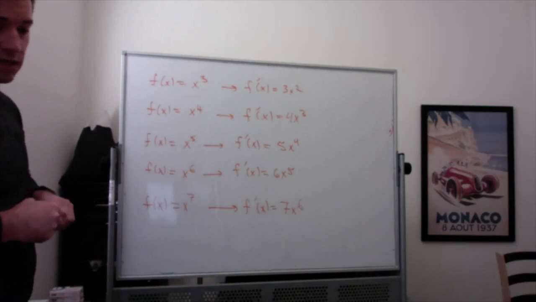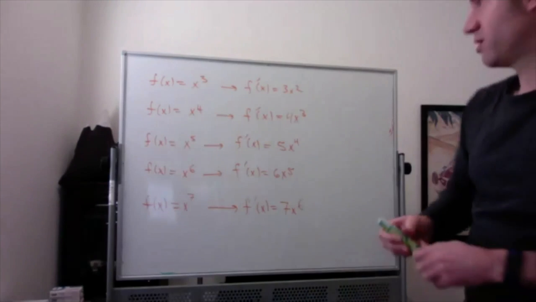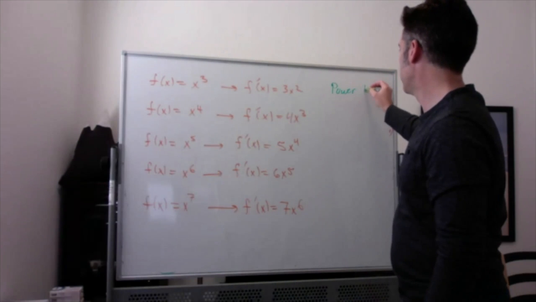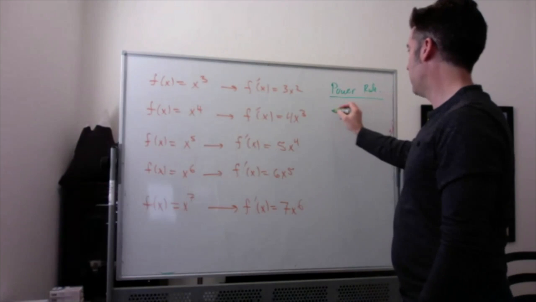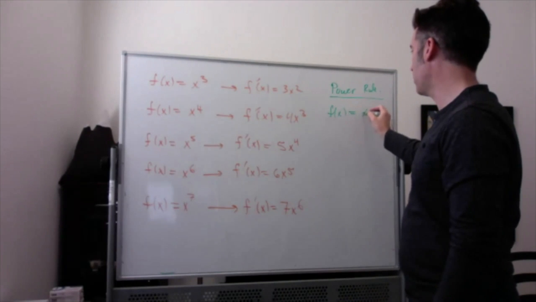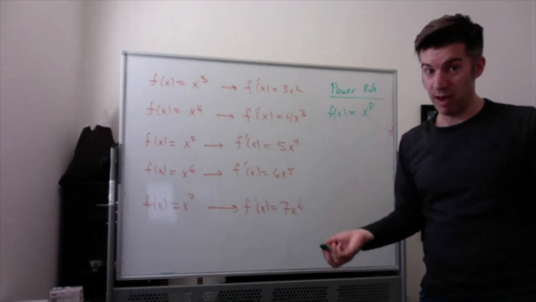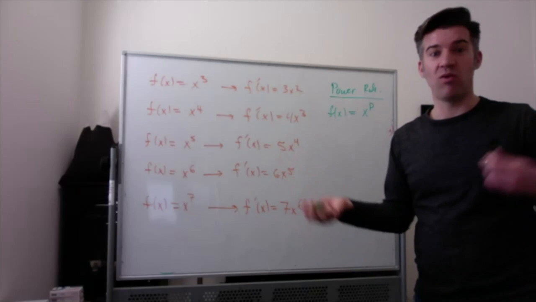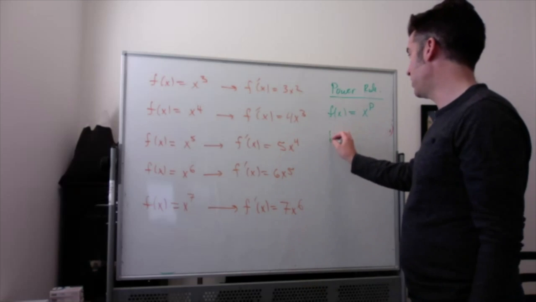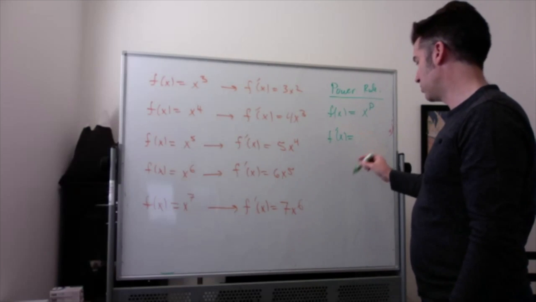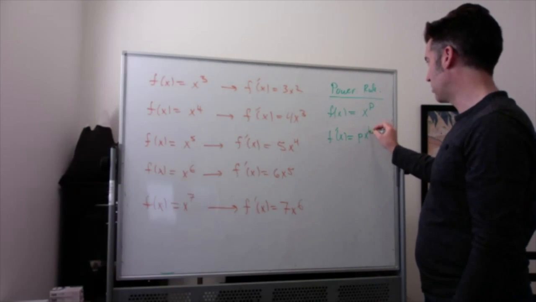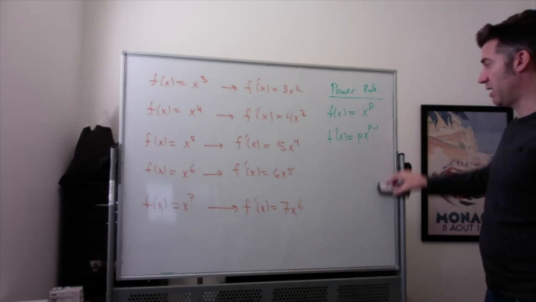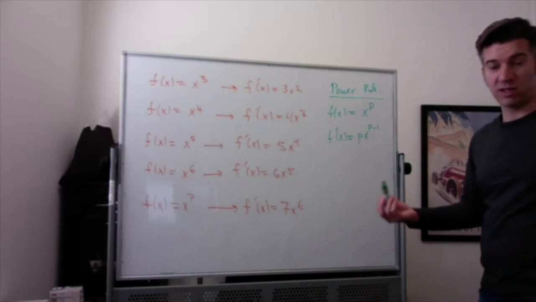And so what we have is the idea of the power rule. The power rule says if f of x is equal to x to any power, it doesn't have to be an integer, it can be any fractional, irrational, positive, or negative number, then the derivative f prime of x is equal to that power times x to the 1 less power. So the derivative of x to the p is p times x to the p minus 1. And it works for any power.